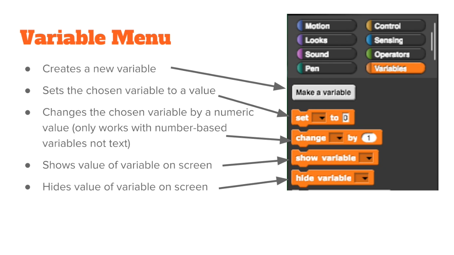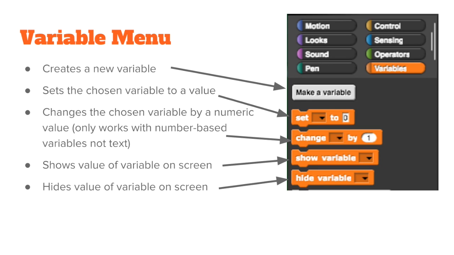In SNAP, this is the variable menu. There are additional blocks below the ones shown here, but these are the ones we will use in our class. The others are more advanced. The gray bar saying make a variable creates a new variable. The set block sets the chosen variable to a value. The change block changes the chosen variable by a numeric value.